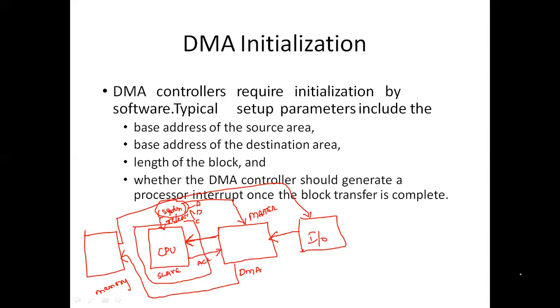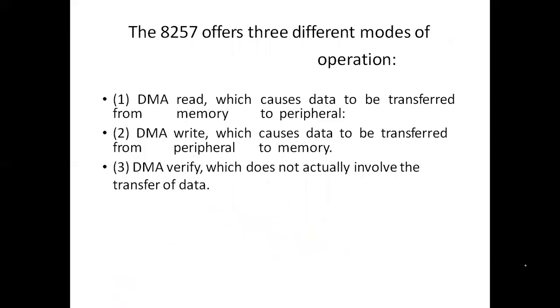How is DMA initialized? It is initialized by the software. Here we have to give the base address of the source area, the base address of the destination area, the length of the block, and whether the DMA controller should generate an interrupt once the block transfer is complete. All these things we have to provide as input to the DMA, or else it does not know whether to initialize or not. That is the main purpose.